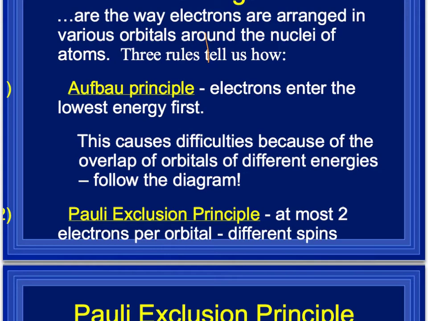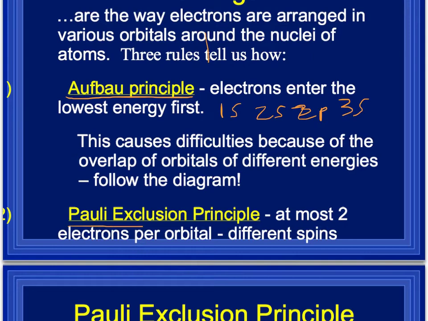There's 3 rules. There's this Aufbau or building up principle. So electrons enter the lowest energy level first. So they're always going to start off in the 1s energy level. Then they'll always go to 2s, 2p, 3s, and it gets a little more complicated after that. This causes difficulties because of the overlap in energy levels from the diagram. And we'll see this in the next section.